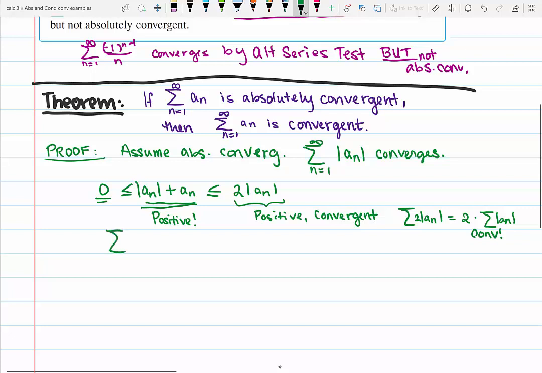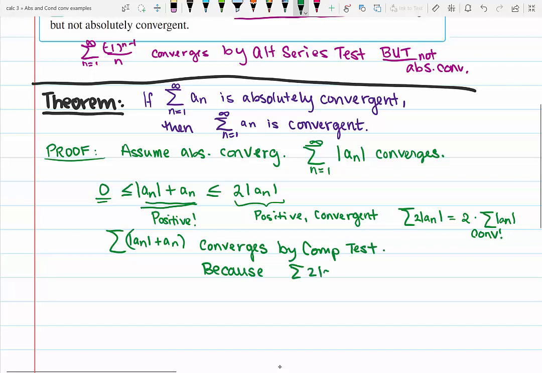Now we can talk about the series where you take the absolute value of a sub n and add a sub n to it. Here's what we know. This series I've created is less than or equal to double the absolute value series. So this converges by the comparison test. Let me reiterate why: the series of 2 absolute a sub n converges, and every term of my series is less than or equal to that.